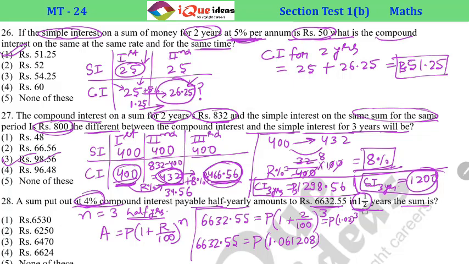All right. Now, this means the value of P will be equal to 6632.55 divided by 1.061208. Now this is definitely a difficult calculation, right? You have to do this very carefully. It will be equal to 6250. Please understand, this is a difficult calculation, right? You will have to do it. There is no other option for this. Okay, so the answer of this question, what is the question asking? Find the sum. So the sum is 6250, which is the second option. All right, now let's take up the next question.